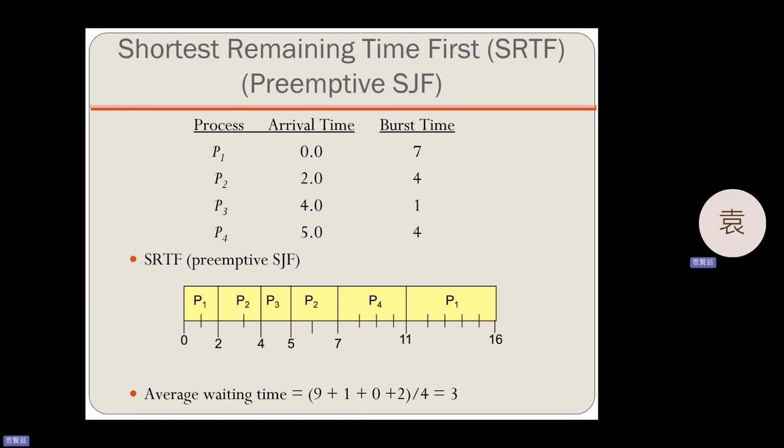Now, what will the average waiting time be? For P1, you can see that P1 arrived at time 0 and finished at time 16. So the turnaround time for P1 will be 16, but its burst time is 7. So the waiting time for P1 will be 16 minus 7, which is 9. For P2, the finish time is 4, and the burst time is 4. So that means there's no waiting for P2.